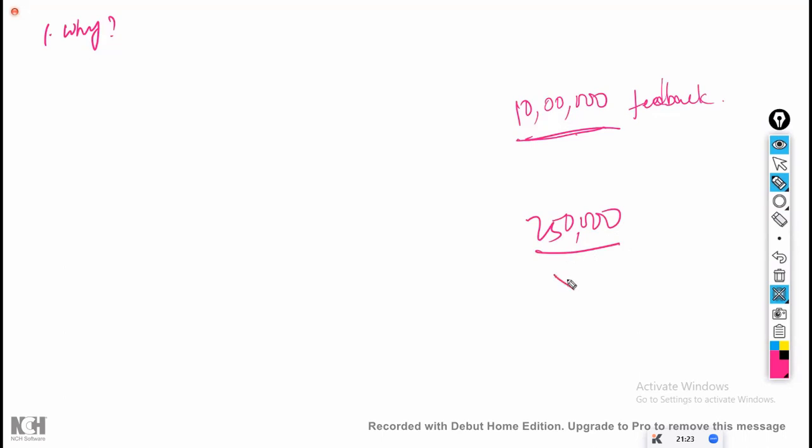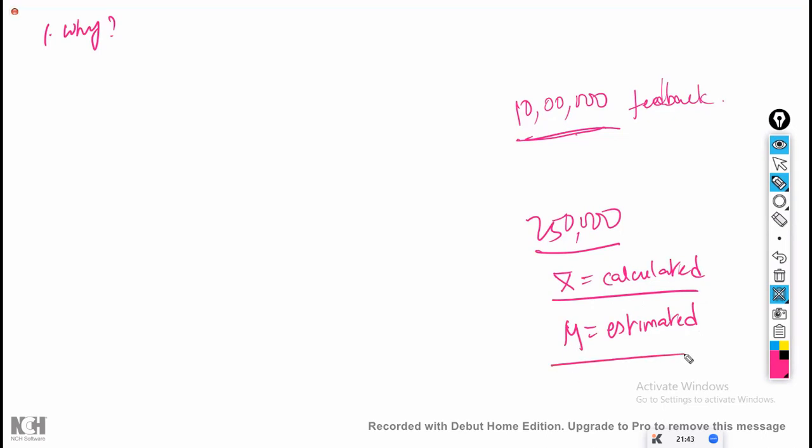From these 2,50,000 feedbacks, I'm going to estimate the value. The value I'm going to estimate is the sample mean. Okay, the sample mean is calculated, and from this calculated value, we are going to estimate the population value. This is a calculated value because we have the entire data with us, so we calculate directly. Whatever data is there, we calculate. But here, without the data, we are estimating. So this is called inferential statistics.